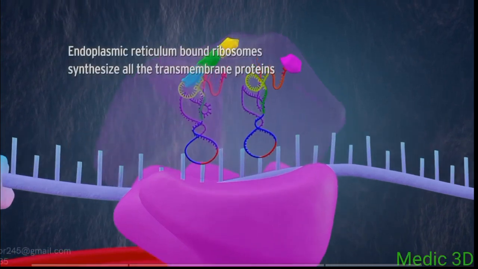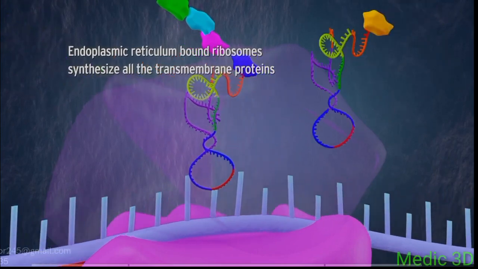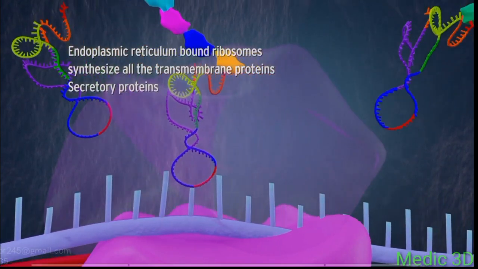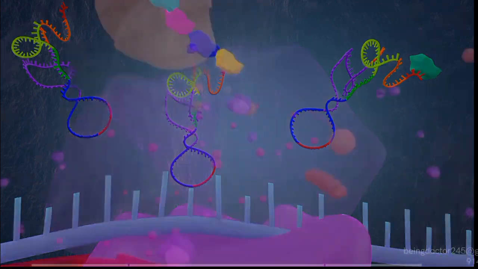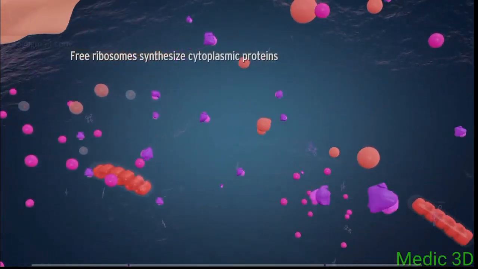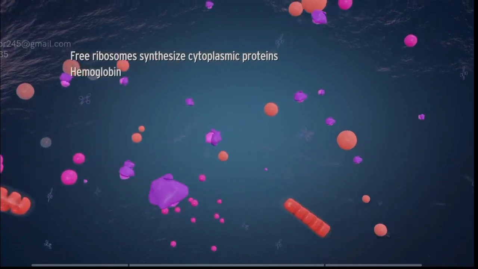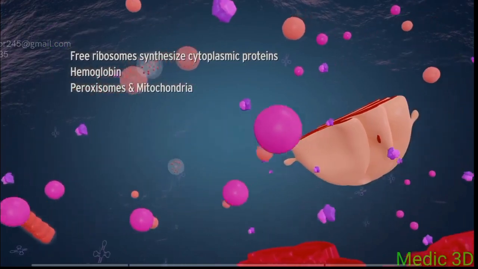Endoplasmic reticulum-bound ribosomes synthesize all the transmembrane proteins, secretory proteins, and proteins stored in Golgi apparatus, lysosomes, and endosomes. Free ribosomes synthesize cytoplasmic proteins such as hemoglobin and proteins found in peroxisomes and mitochondria.